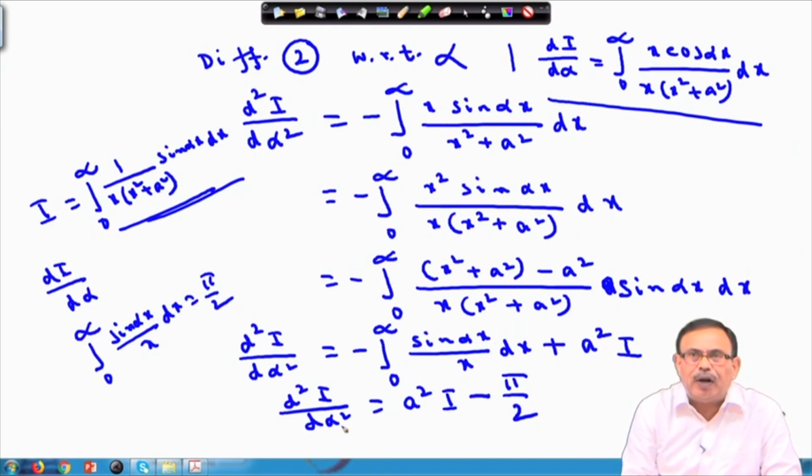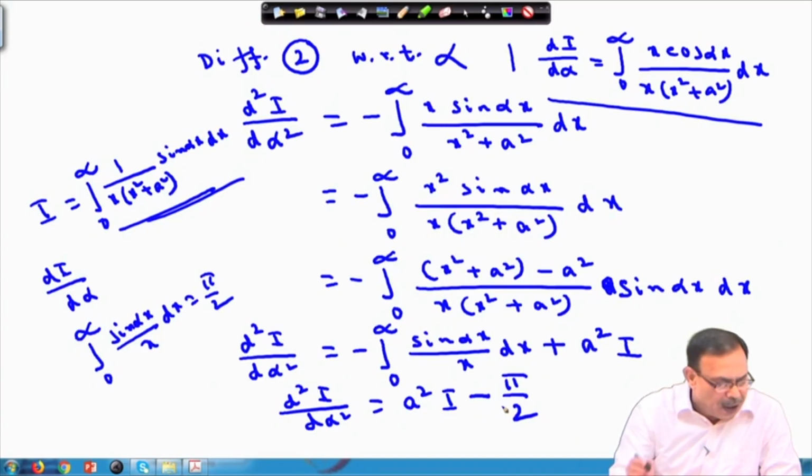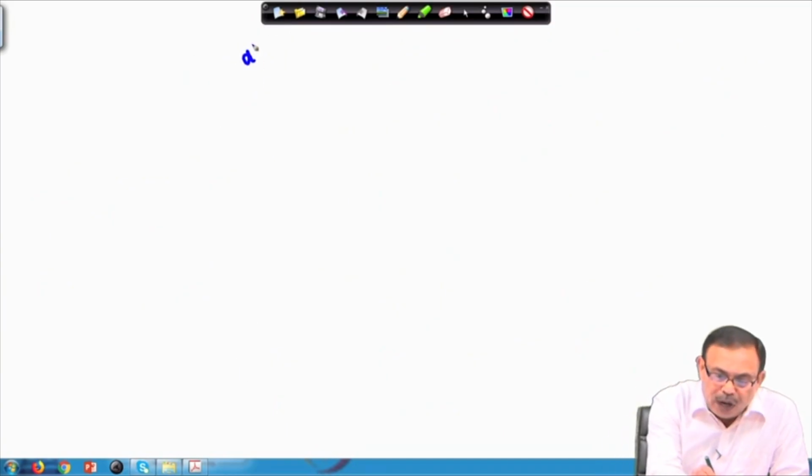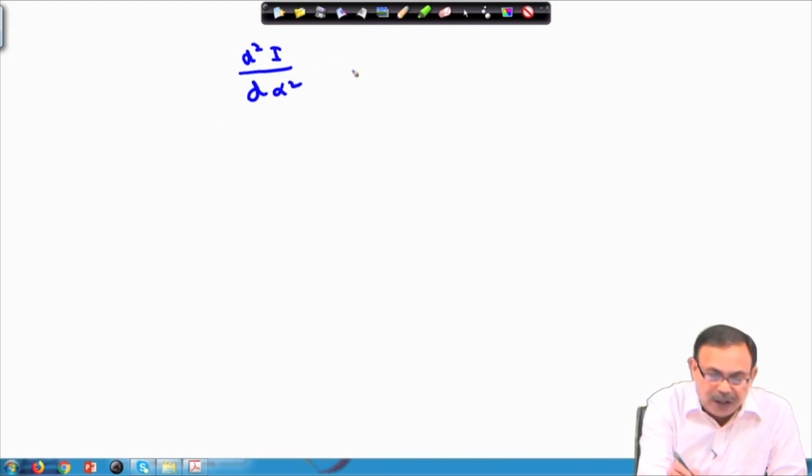So, effectively what is happening? You have to evaluate the integral, and for evaluation of the integral, you are differentiating it twice and ultimately you are obtaining one ordinary differential equation of second order, which I can evaluate very easily. So, you have the equation 1, you have the equation 2, these two I have to find out. So, effectively, you have this ODE d square I by d alpha square minus a square I equals minus pi by 2.